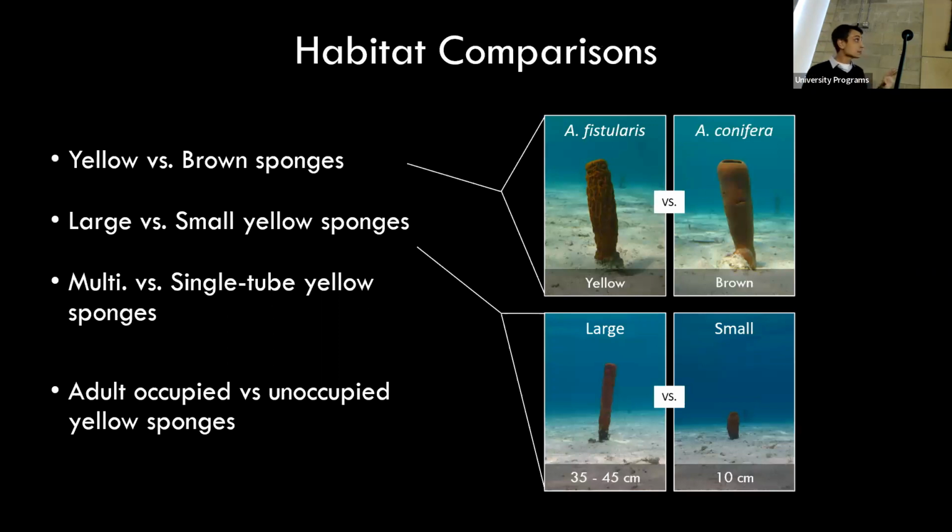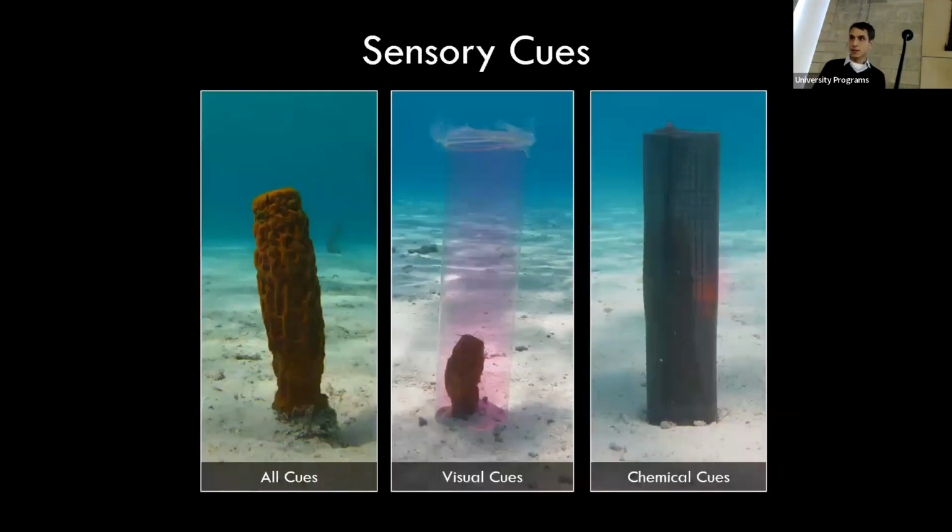Okay, and so using the arena, I was able to test a variety of different comparisons, right? So I was able to test yellow versus brown sponges, large versus small yellow sponges, multi versus single tube, and adult occupied versus unoccupied. So sponges that I had seeded an adult fish into. Okay. And I also took this one step further for each of these comparisons and looked at whether settlers were using visual or chemical cues to make their decision.